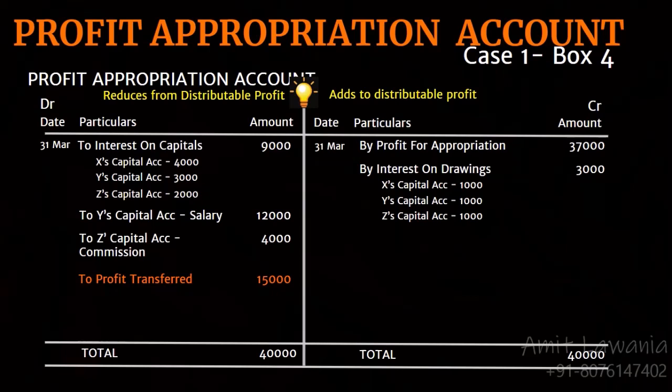What do we do with this profit? We divide it among the partners in the profit sharing ratio which we got from box 3. 2:2:1. So the profit is now transferred to partners' capital accounts. Hope the concept is clear now. I would recommend practicing the question once again. More practice means better marks.